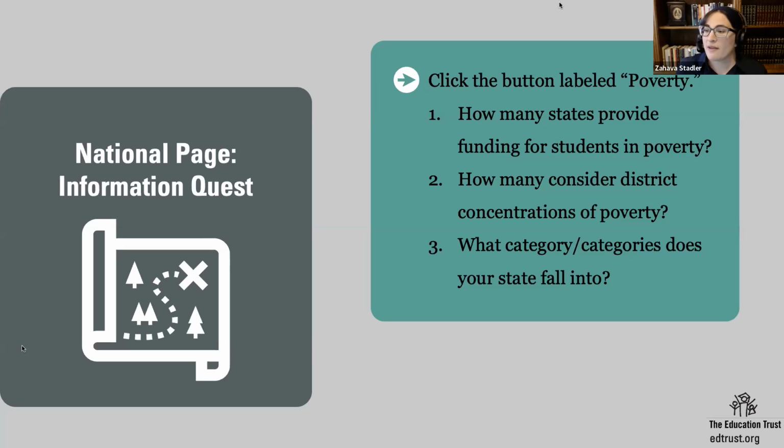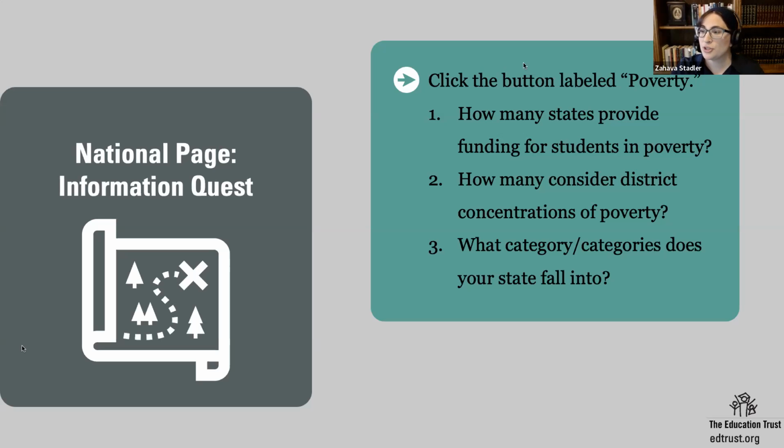And so if everybody could take a look and answer a few questions for yourself in the next 2 minutes. First of all, how many states provide funding for students in poverty generally of any kind? You can see that number in the legend on the left, or scan the states in the map. So how many states provide funding for students specifically in poverty, that allocation that's the same for every student, versus how many consider district concentrations of poverty, some kind of variation?